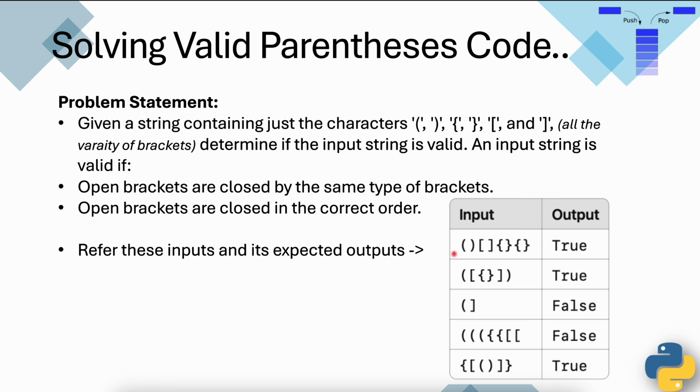Input. In the first one, the brackets are all correct, with round brackets and curly brackets, so the output is true. The second one also has the brackets in correct order, so the output is true. The third one is false. Why? Because one is an open round bracket and one is a square bracket, so the output is false. Similarly, all the varieties of brackets are like this. Let's switch.